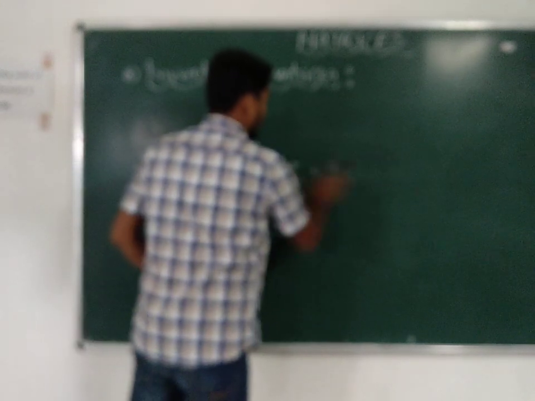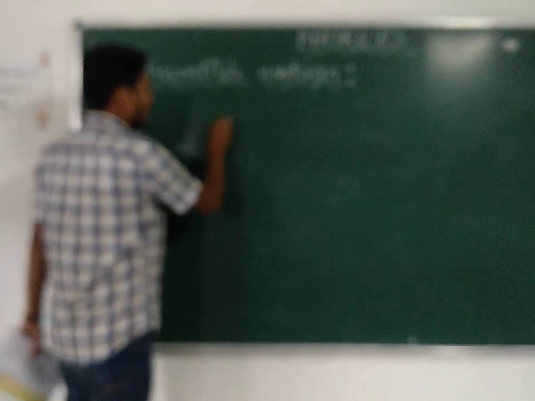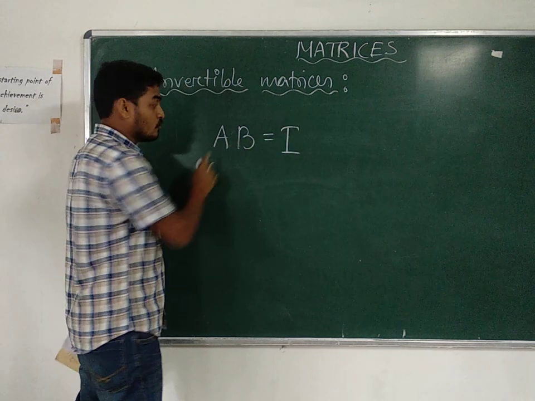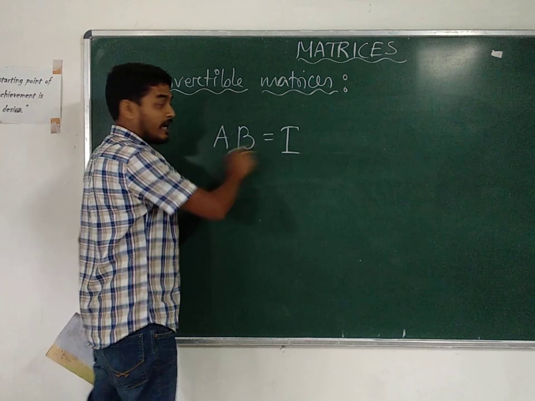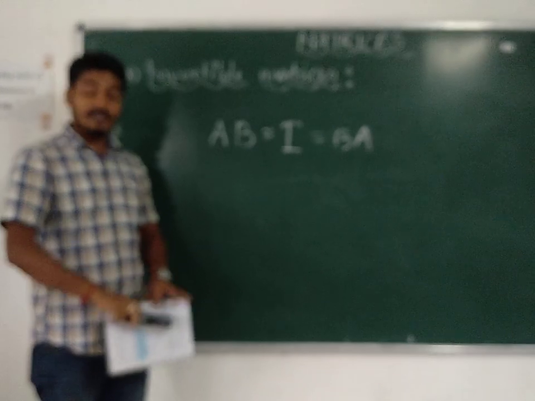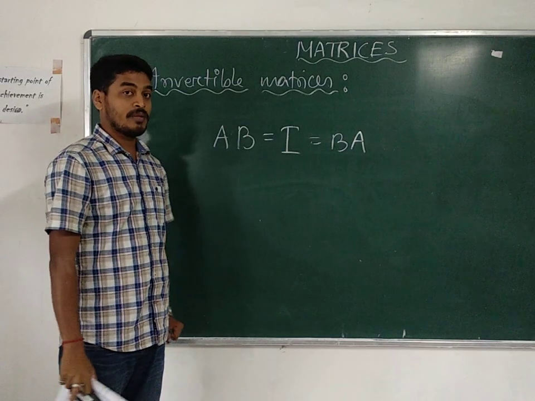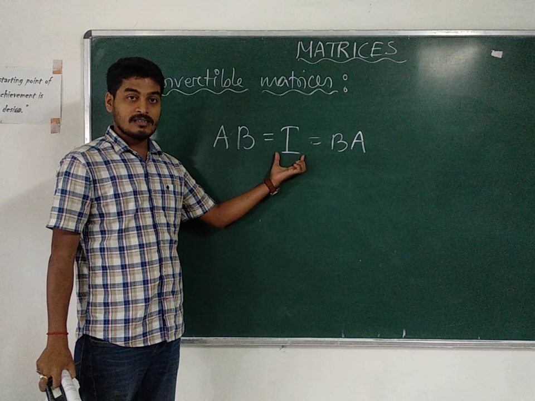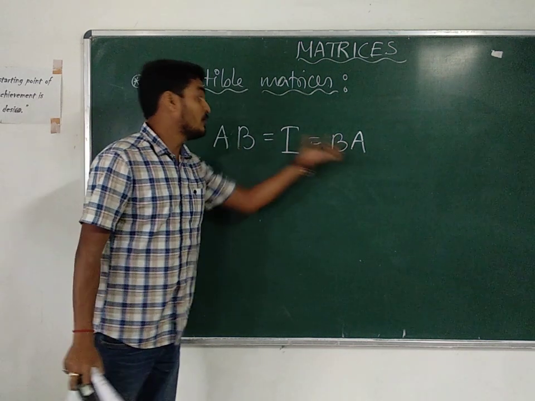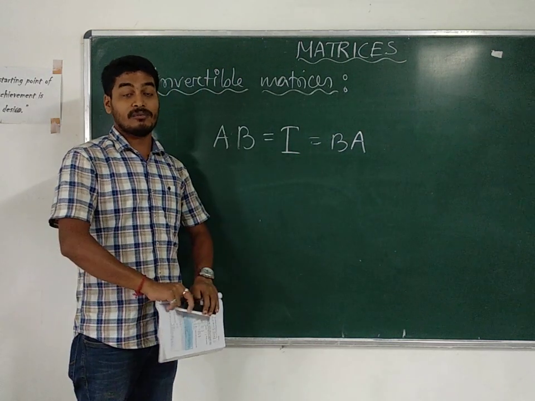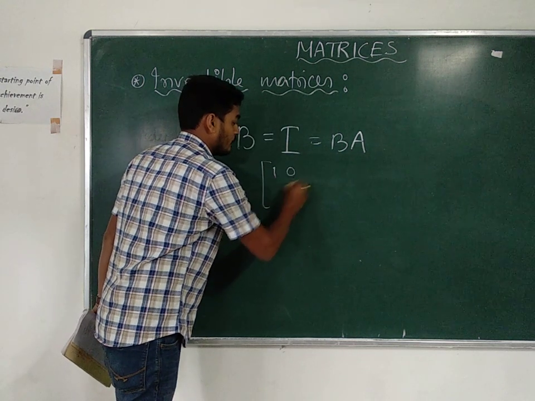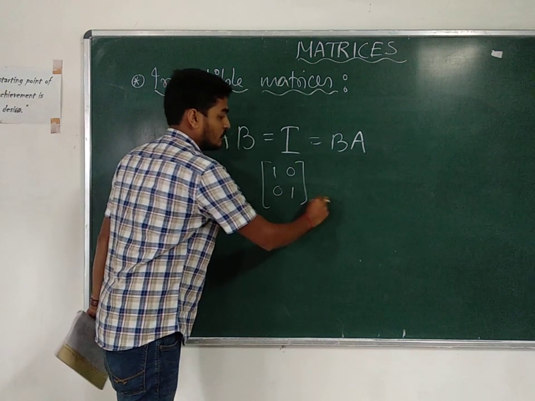In the same way, over matrices, if the multiplication of two matrices is equal to an identity matrix, AB as well as BA, both conditions should be satisfied. That means matrix multiplication in general is not commutative, it is non-commutative. To have the inverse, AB and BA both should give the identity matrix when multiplied. Identity matrix means a matrix whose diagonal elements are 1. This one is the identity matrix of order 2 by 2.